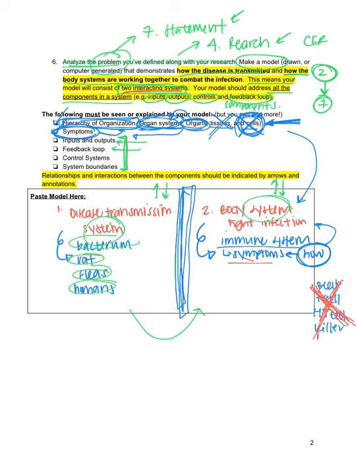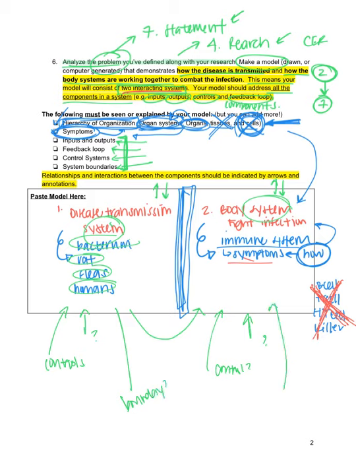Feedback loop. Is there any kind of a feedback loop that's seen in this model? In model number 1 or model number 2? Is there a feedback loop that you can identify? What is controlling these two systems? Okay, you should have two separate controls for these two systems. And then finally, system boundaries. What is the system boundary for both of these systems? All right, so you need to identify those four.